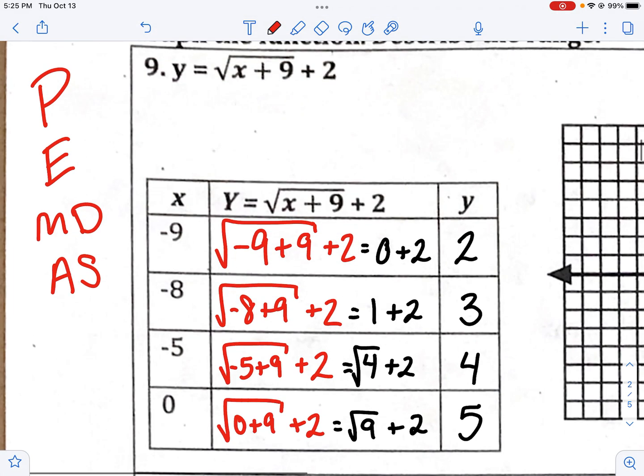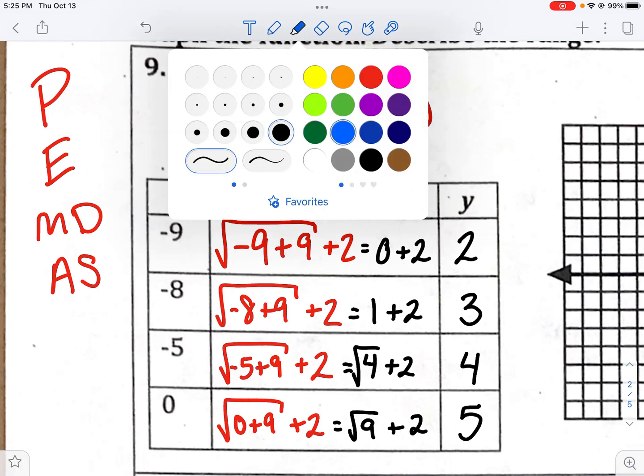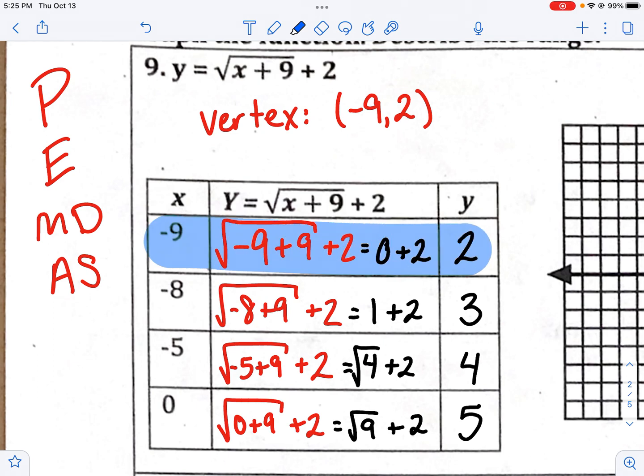Okay, now let's take a look back at our original function. I could tell you right now that the vertex is -9, comma, positive 2. And usually I would encourage you to find the vertex first, because if you find that vertex first, well, look at that. Your first set of coordinates here is -9, 2. That's your first set of coordinates.